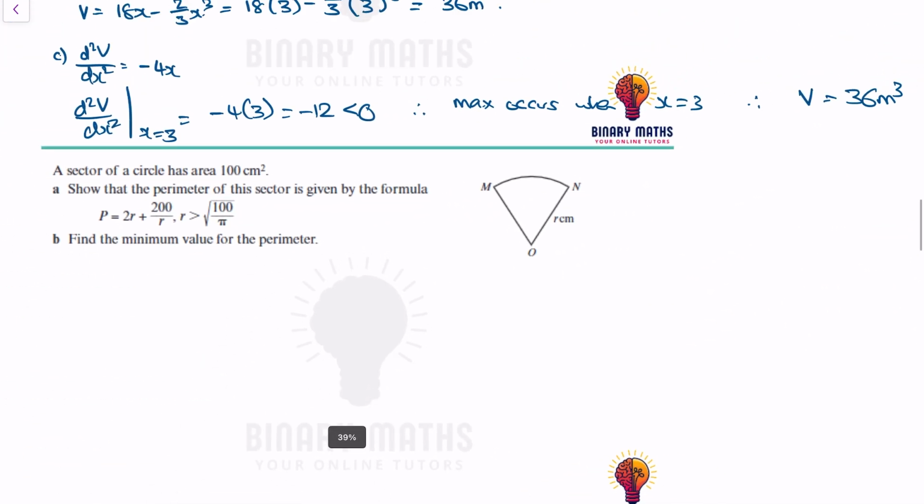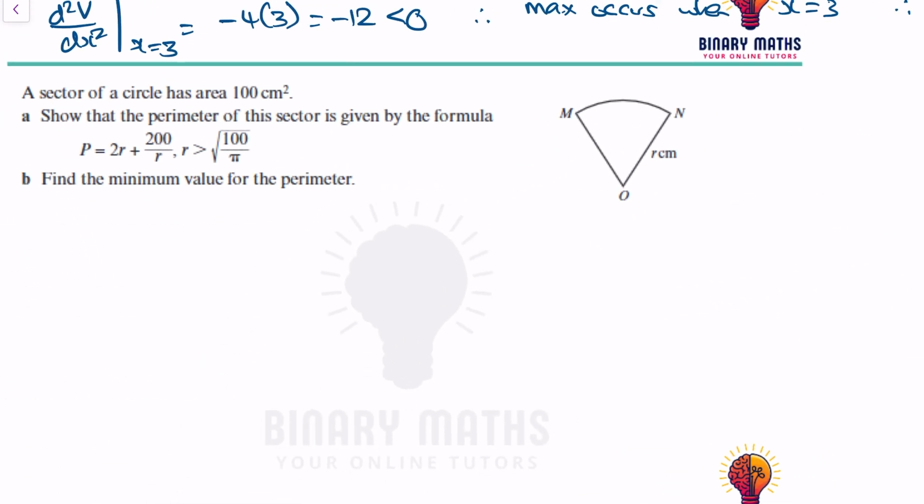Okay, next example. A sector of a circle has area 100. So first thing I need to write down is area is equal to 100. Show that the perimeter of the sector is given by the formula, and so on. We also know the area formula is half r squared theta. So this is equation 1, this is equation 2. If I combine it, I get half r squared theta is equal to 100.